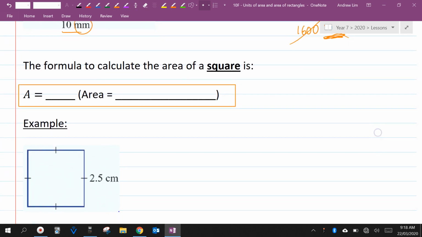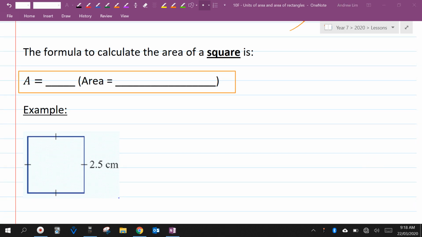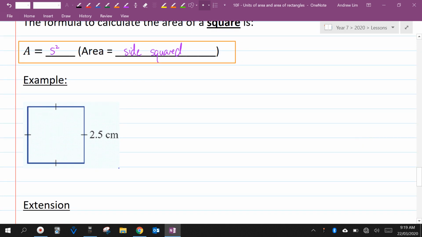The formula to calculate the area of a square is A is equal to S squared. I mean, you can use length times width as well, but sometimes we just like to use the side squared. Side squared. Or side times side. Okay, same thing. So here we have an example. We have area is the side squared. In this case, the side length is 2.5, so 2.5 squared, which is the same as 2.5 times 2.5.